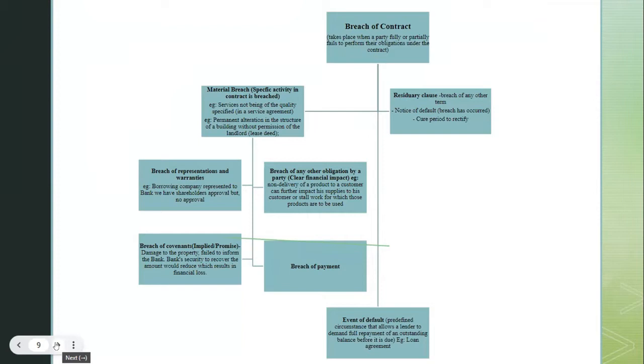Okay, for unstable economies, they should go for a fixed rate. Fixed, yes. And it also depends on the nature of the service. It's not like a thumb rule. It also depends on what sort of a service it is.